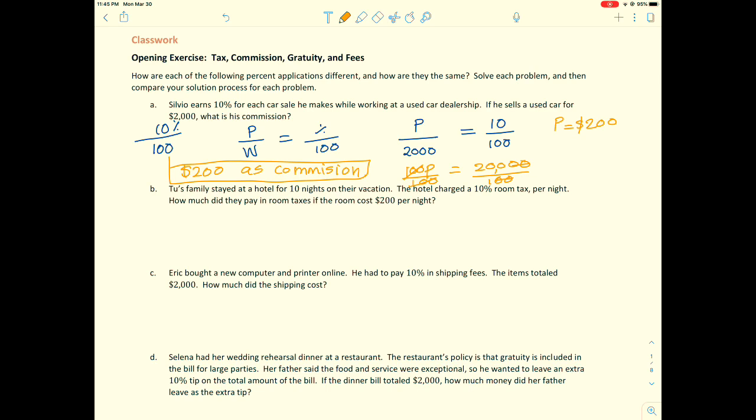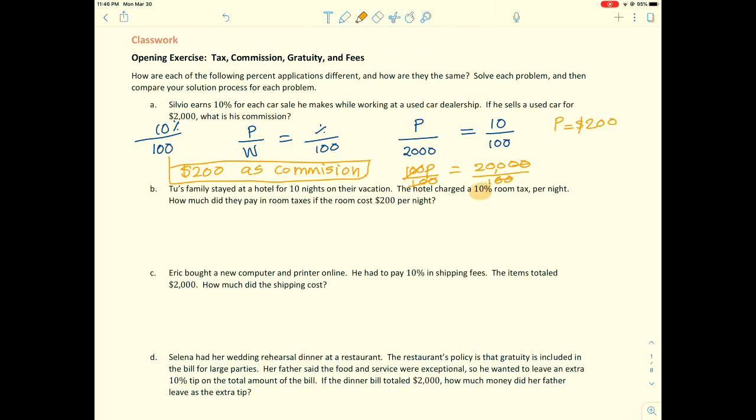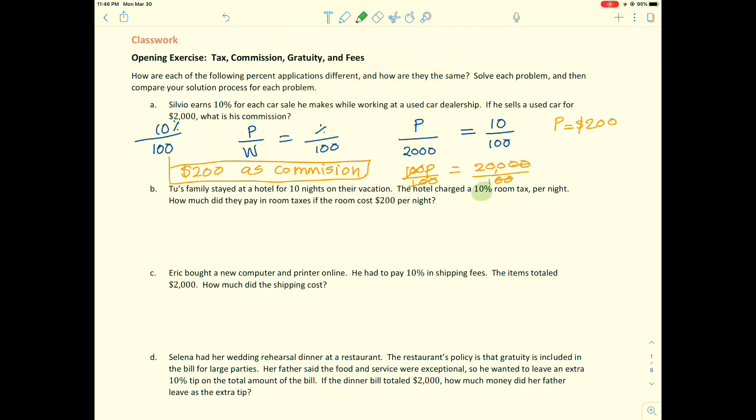Tu's family stayed at a hotel for 10 nights on their vacation. The hotel charged 10% room tax per night. Let's do some highlighting. So there's 10%. Oops, let's change the color. Why do I always choose orange? I have no idea. 10% room tax per night. How much did they pay in room taxes if their room cost $200 per night? So let's see. This is important because they stayed for 10 nights, $200 per room.